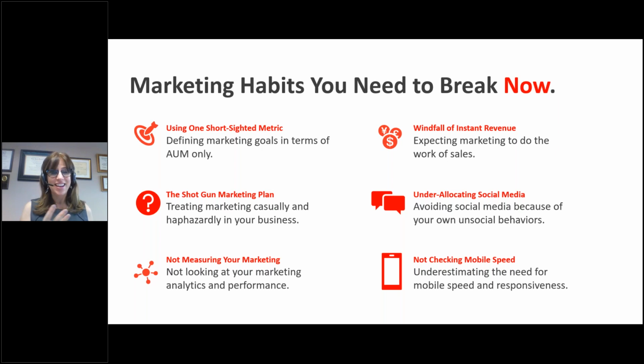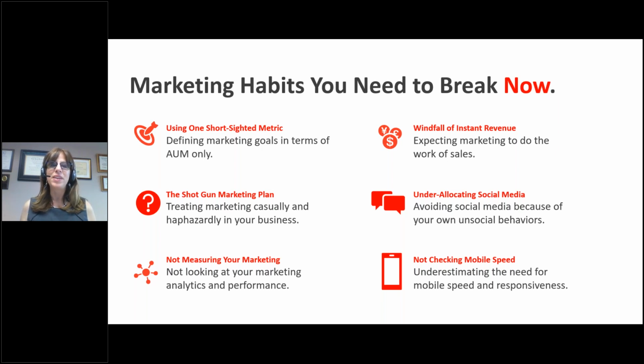The third thing is this shotgun approach to your marketing plan. We want to stop this right here, right now. You cannot treat marketing casually in your business and decide that one week we're going to do Facebook, and one week we're going to do LinkedIn, and one week we're going to blog, and then you're going to ignore things for the rest of the time. We're not going to allow you to do that, and we're going to show you a methodology so that you don't get caught up in that trap.